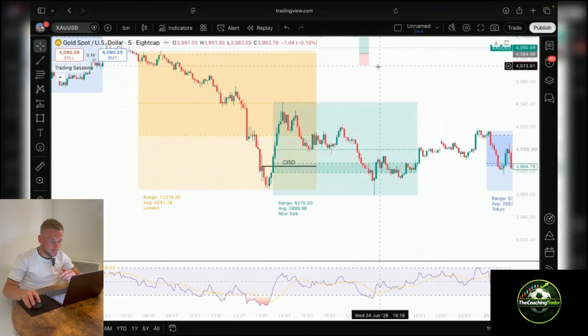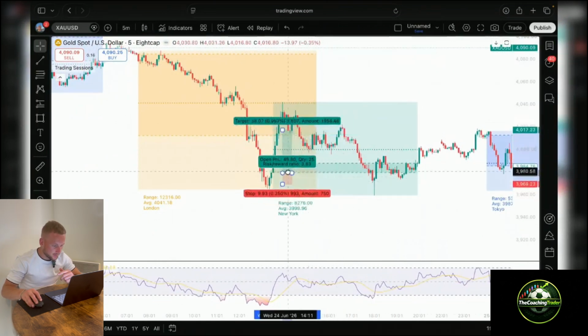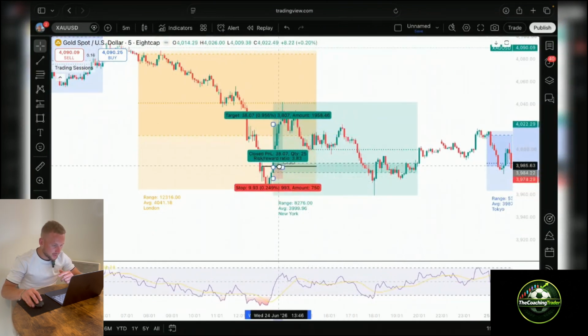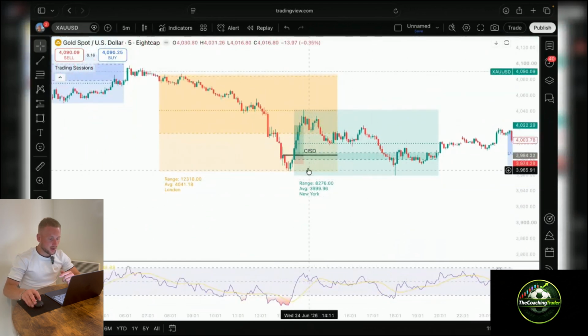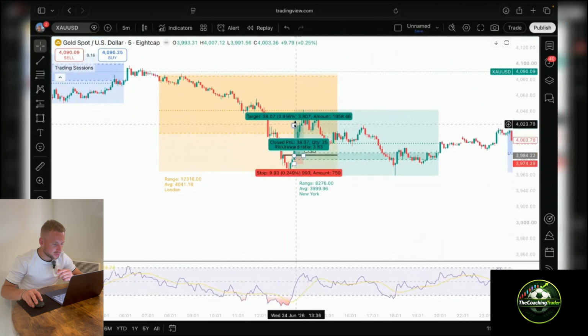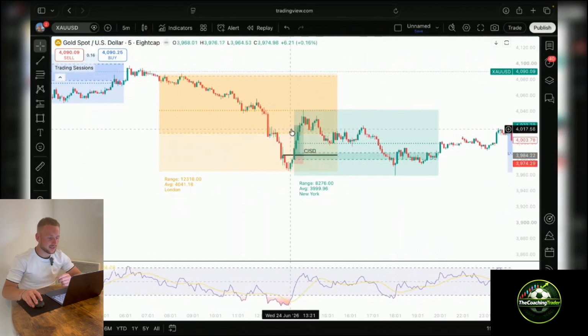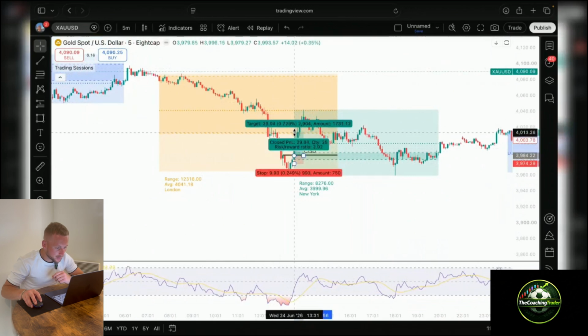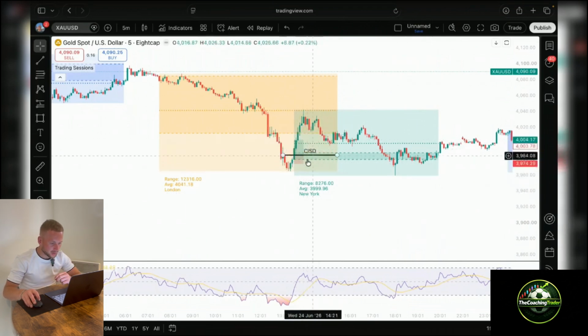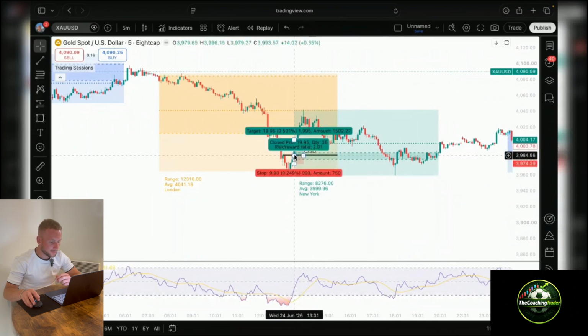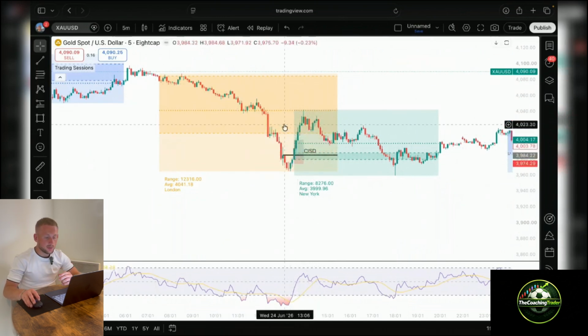So on the back of this, what I would do is enter off the displacement. So I would enter here. And again, what I would be looking to do is make sure that I'm trading a favorable risk to reward and target internal buy side liquidity, so that I can see where my targets are going to be. So I can bring this down. I'll make this a 1 to 2 risk to reward, and I would put my stops just underneath the initial displacement candle, give myself plenty of room for the trade to breathe, and target the internal buy side liquidity.